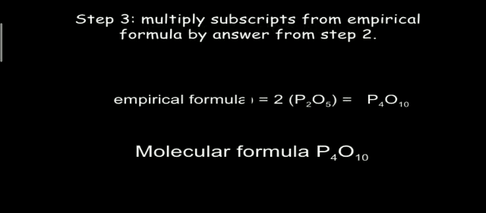Here is an example. Multiply the subscripts from the empirical formula by the answer from step 2. We have the molecular formula. The molecular formula shows the actual number of atoms present in a compound or a molecule. So the molecular formula is P4O10. By simplifying it, we write it as 4:10. Then 2 fives are 10 and 2 twos are 4. So we get subscript 2 for phosphorus and subscript 5 for oxygen. So the simplest formula, or empirical formula, is P2O5.